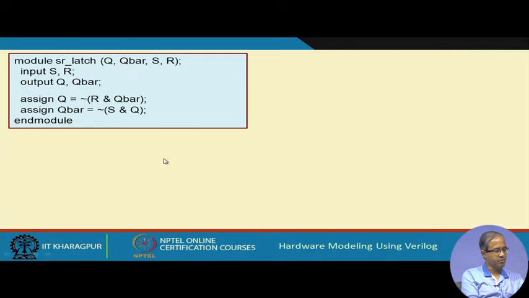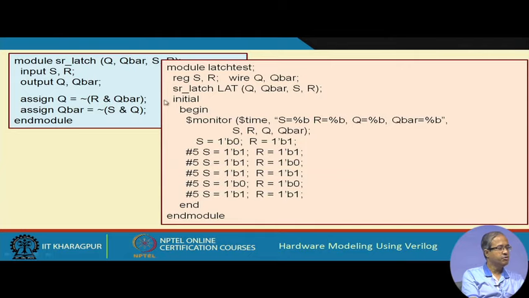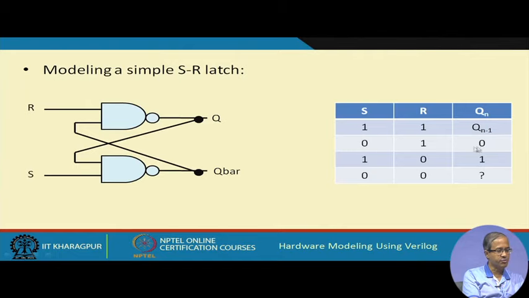Now, just for the purpose of testing, we also wrote a sample test bench for this, to check whether this latch is actually working like a latch should work. We wrote a test bench like this, where this SR latch was instantiated, we call it LAT. S and R, which are the inputs, were declared as reg, and Q and Q bar, the outputs, were declared as wire, and we monitored all the variables S, R, Q and Q bar. Initially, we set the inputs S and R to 0 and 1. If the inputs are 0 and 1, the output should be 0.